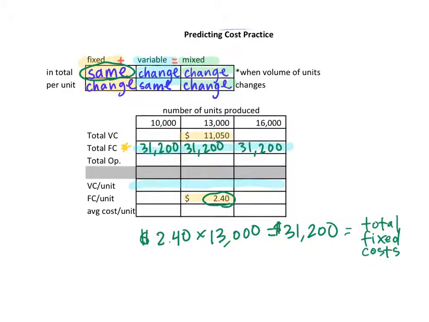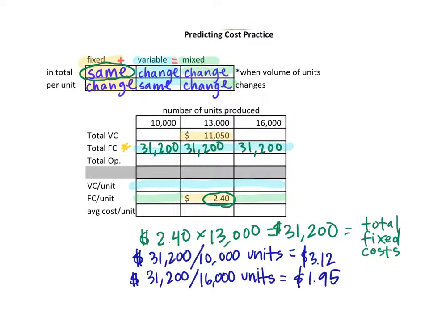Now that I have total fixed costs, I can also calculate my fixed cost per unit at 10,000 units and at 16,000 units by dividing total fixed costs by the number of units in the column. Now I can take these fixed cost per unit figures and put them into the appropriate column.